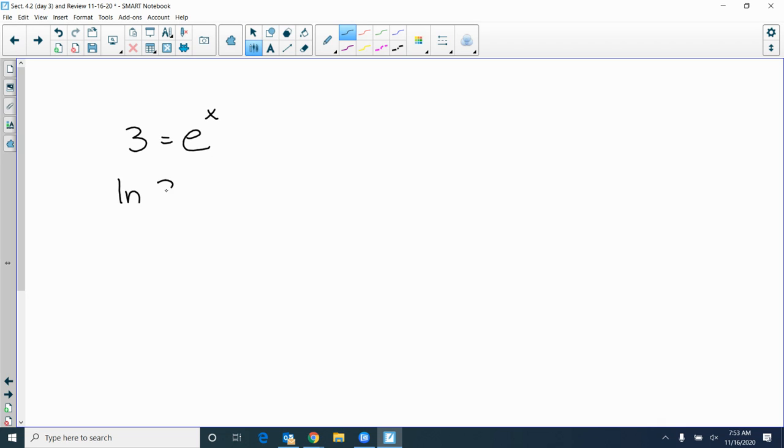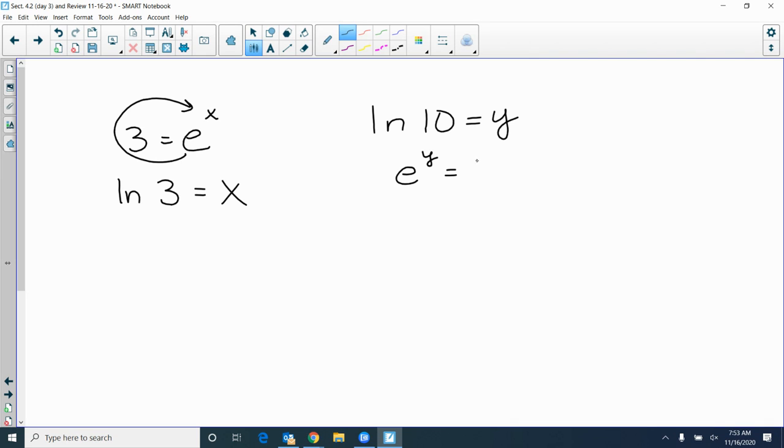ln x equals... e to the x? Just equals x, because there's your base. Your base is assumed right there in that case. So when we did this, it always equals the exponent. Always equals the exponent. And so you got to think here, if I got natural log of 10 equals y, that means e to the y equals 10.